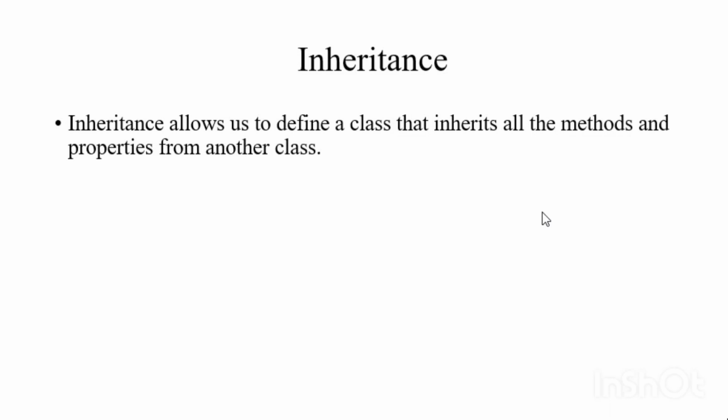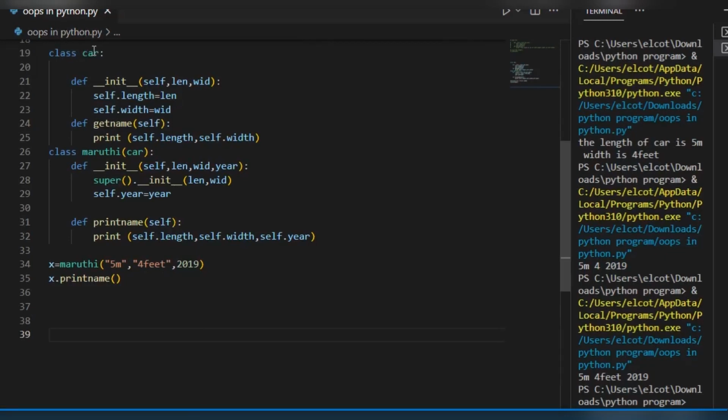Inheritance. Inheritance is when a class is derived from another class. For example, we take two classes. One class is the car class, and another one is the Maruti class. The car class has properties and methods, and the Maruti class has the same properties and methods. So we don't want to write the code again in the Maruti class. So we inherit the properties and methods from the car class to the Maruti class. It's called inheritance.